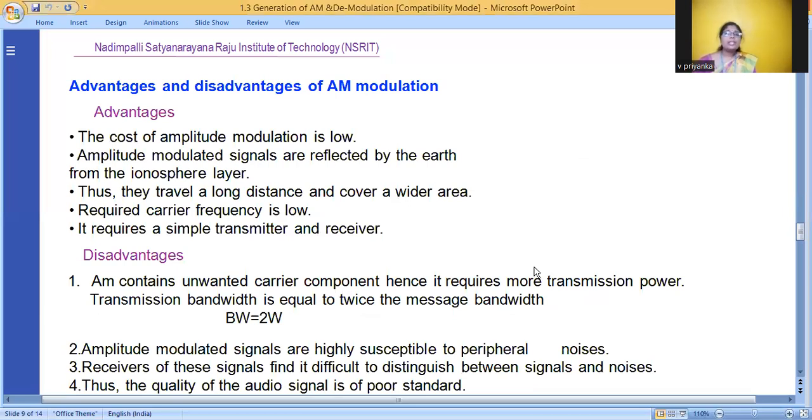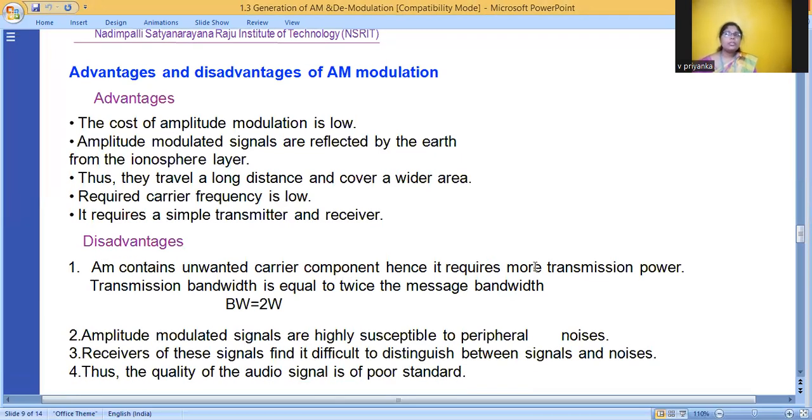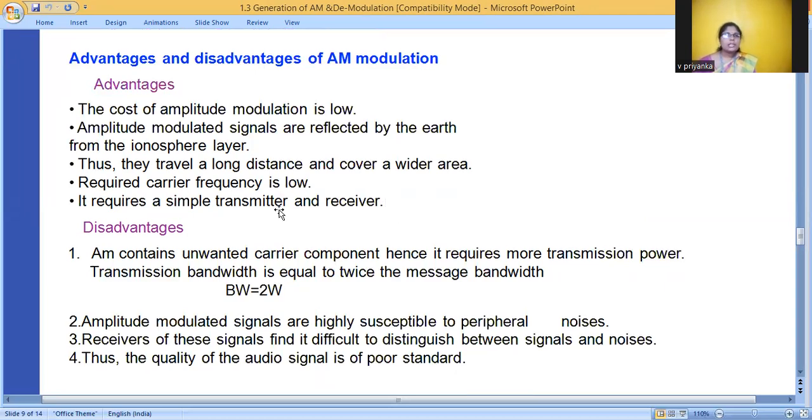Next, advantages and disadvantages of amplitude modulation. The cost of amplitude modulation is very low, and amplitude modulation signals are reflected by the ionosphere layer. Thus, they travel a long distance and cover a wider area, and the required carrier frequency is also low. It requires a simple transmitter and receiver.